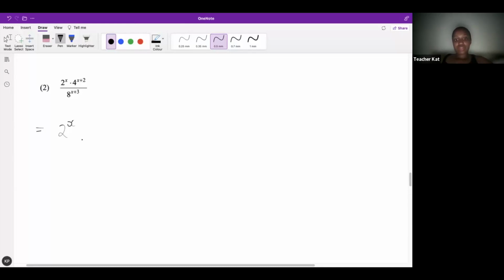I'm going to rewrite 2 to the power of x. Nice. 4 is the same as 2 squared. Okay, Tali, I see your hand.